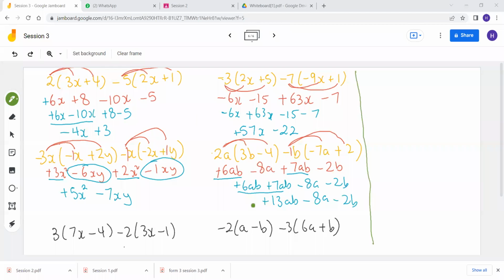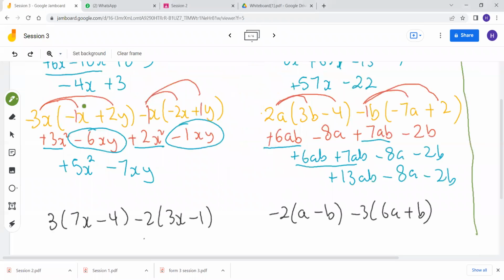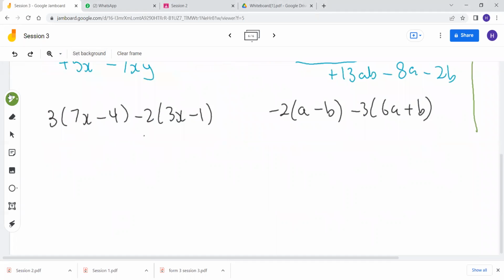Right. So look at this here. We have these 2 questions to look at. So go ahead and try to do them now, right? Nice. So from these 2 questions quickly, we could use the distributive law, right? And we say what? 7 by 3 is 21x, right? Minus 4 by 3 is minus 12. 2 by 3 is minus 6x. And this is plus 2. Simple, right? Nice.